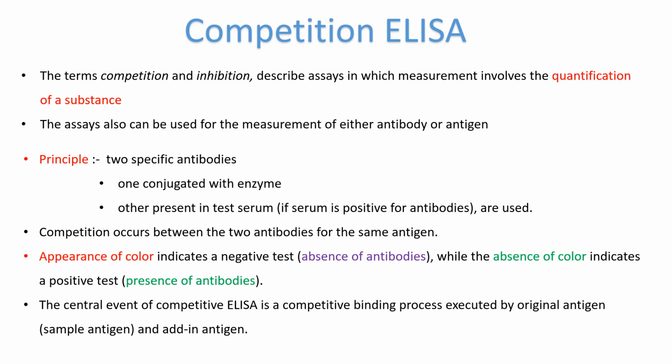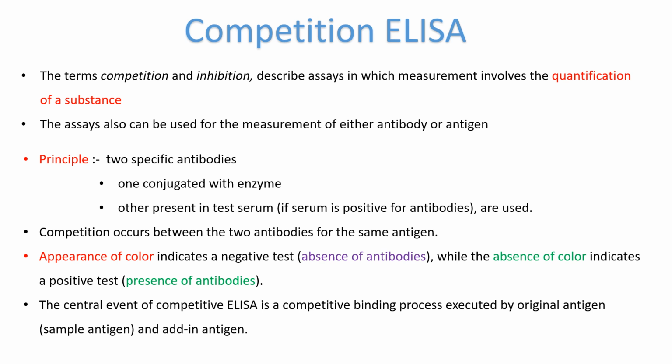These describe assays in which the measurement involves the quantification of a substance. The assay can also be used for measurement of either antibody or antigen. The principle is two specific antibodies, one conjugated with the enzyme and the other present in the test serum. Competition occurs between the two antibodies for the same antigen. An appearance of color indicates a negative test. So when there is an absence of antibodies, there will be color, and when there is a presence of antibodies, there will be an absence of color. So here the things are reversed.